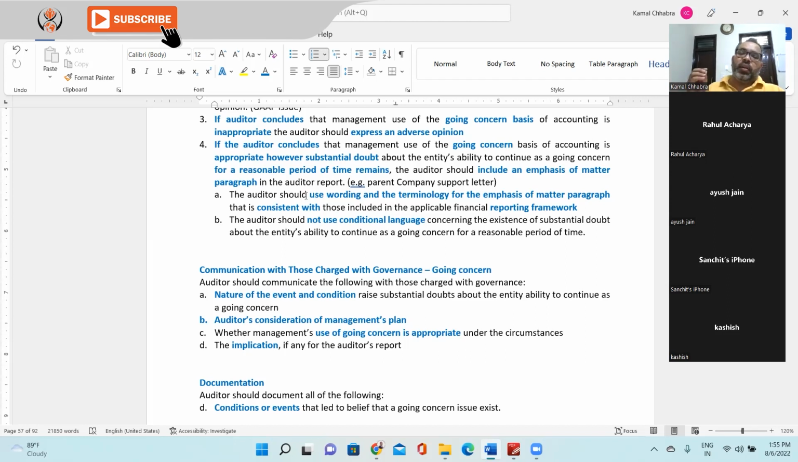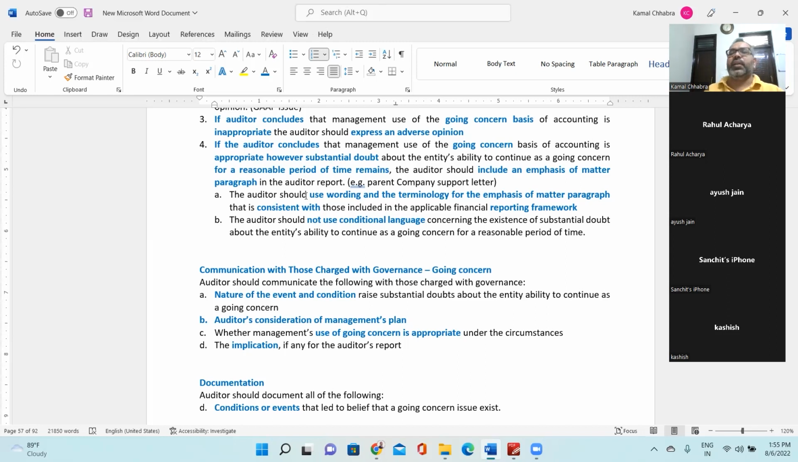Third thing is, the entity has an appropriate plan. Like you conclude that there is a significant doubt on the entity's ability to continue as a going concern, but they gain the comfort letter or the support letter from the parent company, right? In that scenario, it is always good to disclose in the emphasis of matter paragraph that you got the support letter from the parent company, otherwise management has a going concern issue.